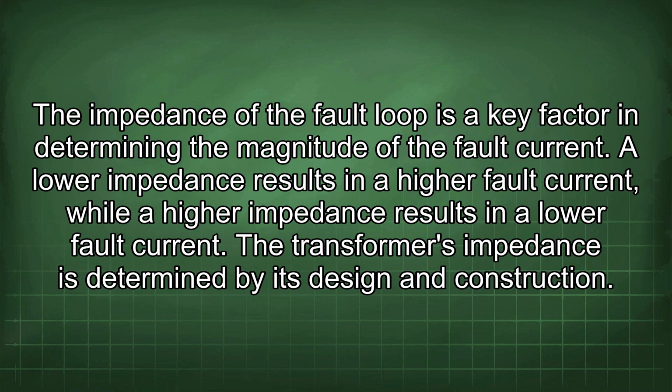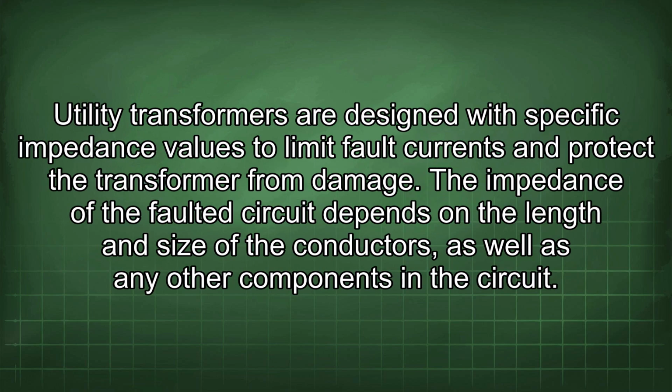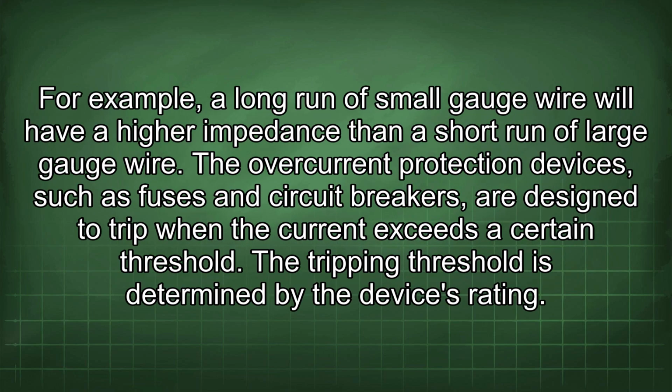The transformer's impedance is determined by its design and construction. Utility transformers are designed with specific impedance values to limit fault currents and protect the transformer from damage. The impedance of the faulted circuit depends on the length and size of the conductors, as well as any other components in the circuit. For example, a long run of small gauge wire will have a higher impedance than a short run of large gauge wire.